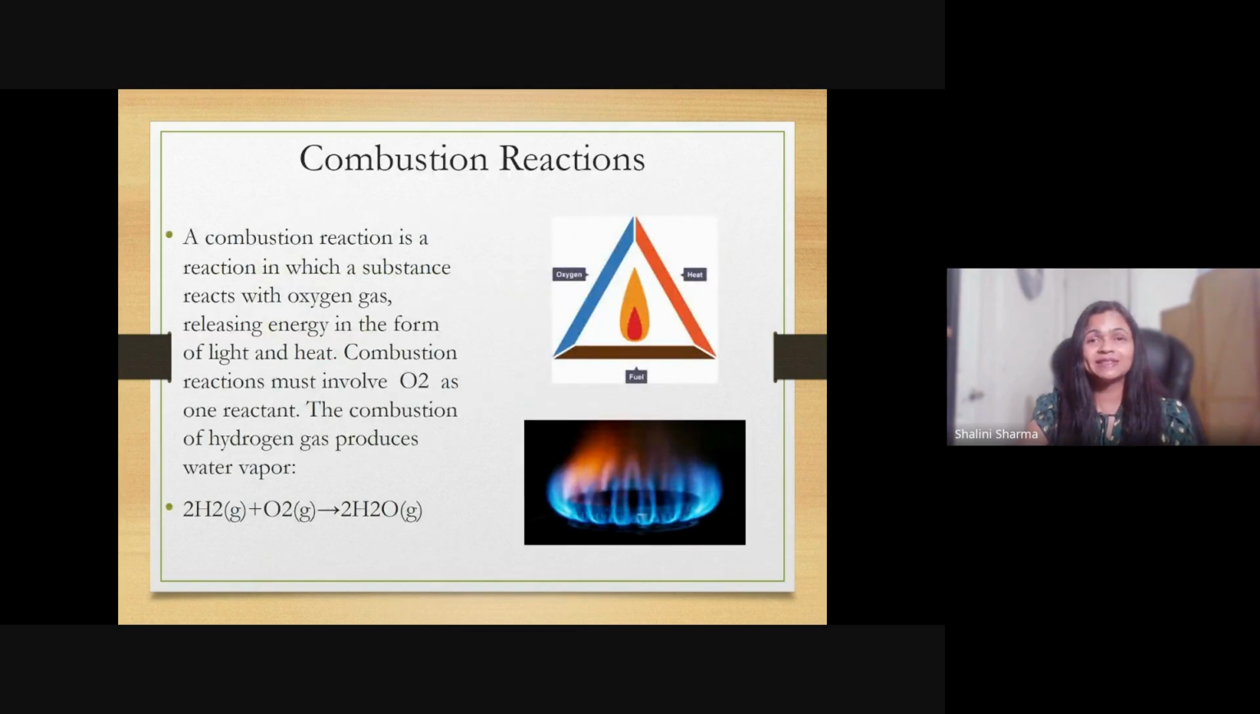Now, the last one to look at is the combustion reaction. The meaning of combustion is burning, and we all know that burning takes place in the presence of oxygen. So what's the hint we are going to use to identify that a reaction is an example of a combustion reaction? Let's look at the examples here. Hydrogen combines with oxygen, forming water or water vapor. Here, oxygen is one of the reactants. So the clue to look for is that if one of the reactants is oxygen, it is an example of a combustion reaction.